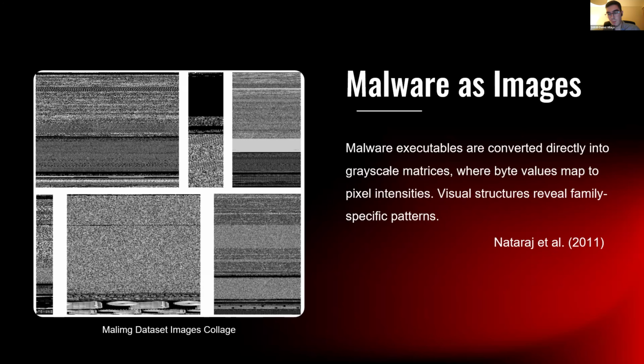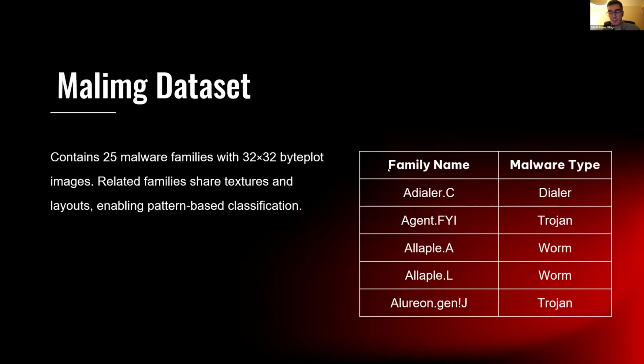These are some examples of malware-generated images from the dataset that we explore in this work, the Malimg dataset, which provides us with 25 distinct malware families with close to 10,000 images. As you can see from a few examples in the table, spanning dialers, Trojans, and worms. The key advantage here is that variants from the same family retain highly consistent visual layouts. This structural similarity is exactly what allows our neural networks to perform effective pattern-based classification.